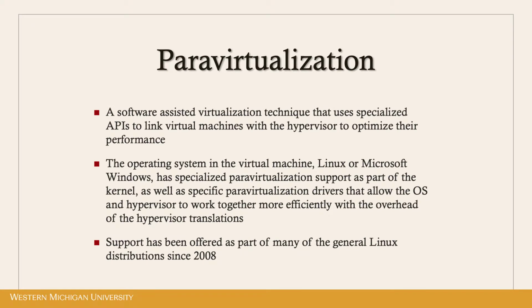Now, another concept that we want to be aware of when we're talking about virtual machines is paravirtualization. This is software-assisted virtualization that uses specialized APIs to link virtual machines with the hypervisor to optimize performance. The operating system in the virtual machine, Linux, Microsoft, Mac OS, doesn't matter, has specialized paravirtualization support as part of the kernel, as well as specific drivers that allow that operating system and hypervisor to work together more efficiently with the overhead of the hypervisor translations.